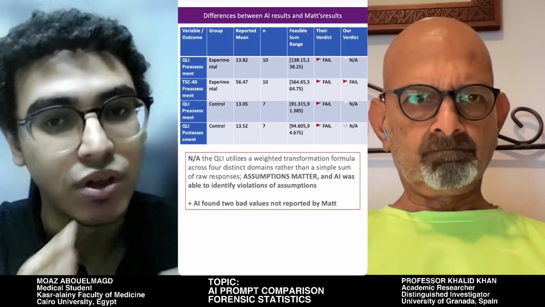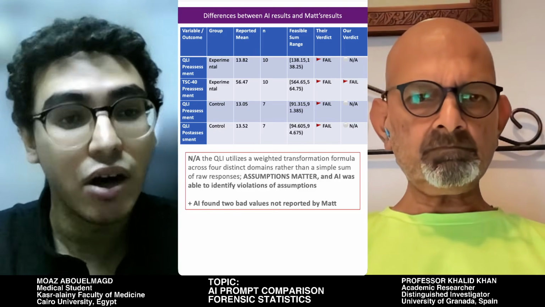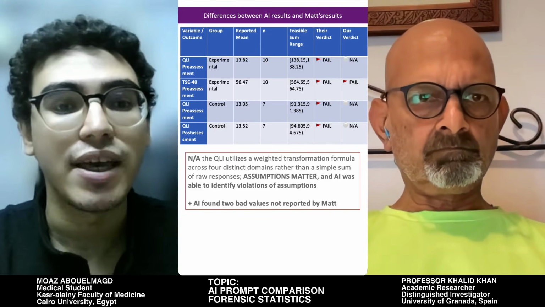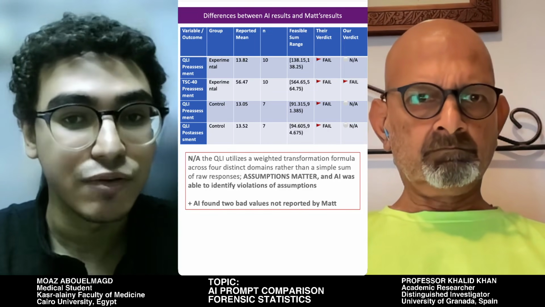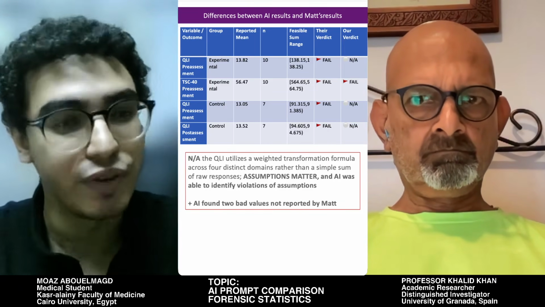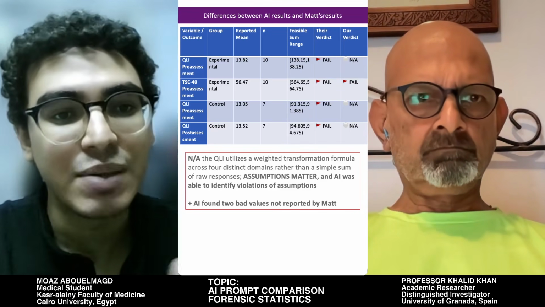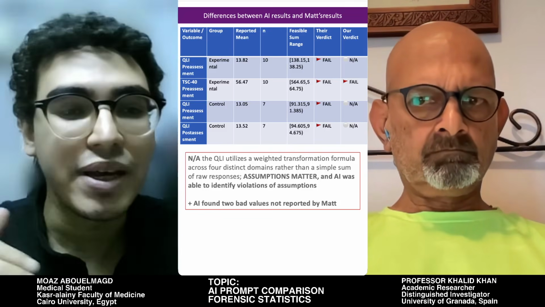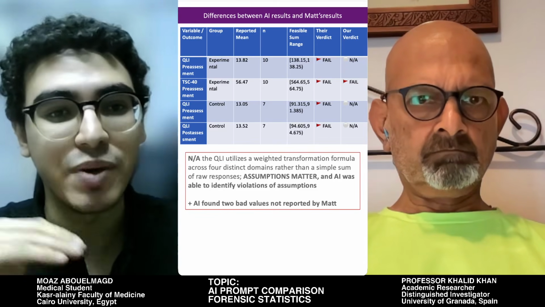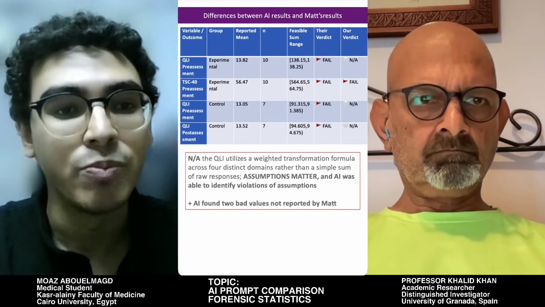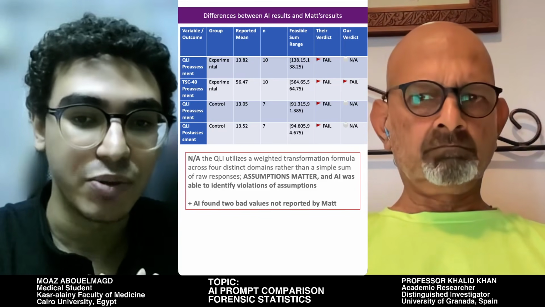is better? When we double-checked the analysis, we found that AI did outperform the human analysis by finding that the quality of life values that Matt found inconvenient or bad are actually not eligible for the Graham test. They violated some of the assumptions of the Graham test. They were not based on a mean of raw values. It was based on a mean summarized from four domains. So this is not eligible for the Graham test.